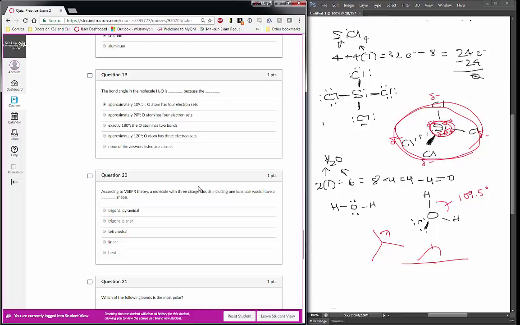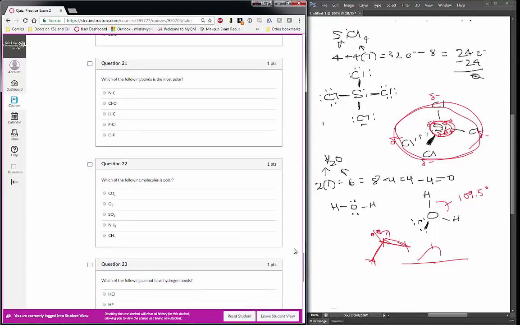So we're looking at this first answer right here. According to VSEPR theory, a molecule with 3 charge clouds or electron sets, including 1 lone pair, so we're looking at this one here, 3 charge clouds, and if we make one of those a lone pair, then we have an atom here and atoms here. So the shape or molecular geometry would be bent, just like that.